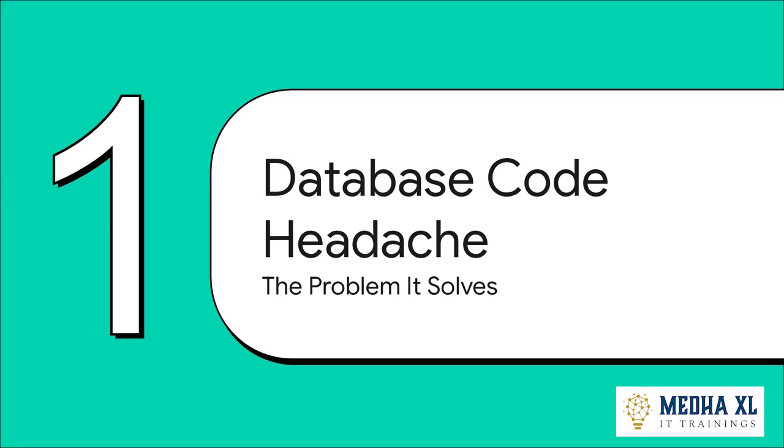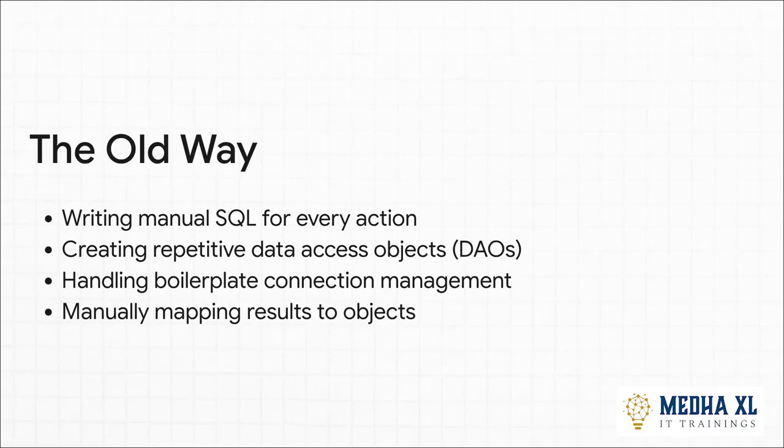Because, to really get why the solution is so good, we first need to agree on just how annoying the problem is. For years, this was just the reality of the job for a lot of us. You were writing SQL statements by hand for every little thing. You were building these repetitive data access objects, or DAOs. You had to deal with all the boilerplate code for managing connections, and then you had to manually map every single column from a result set to a field in your object. It was a huge time sink and, honestly, a major source of bugs.